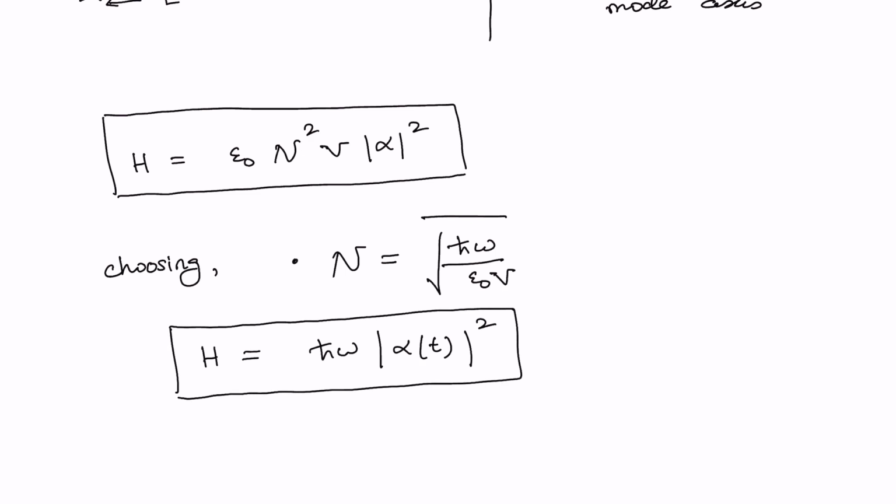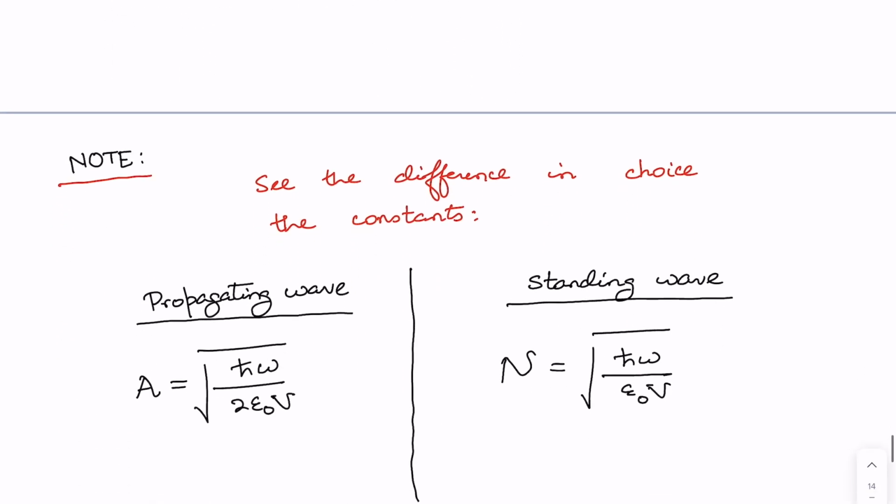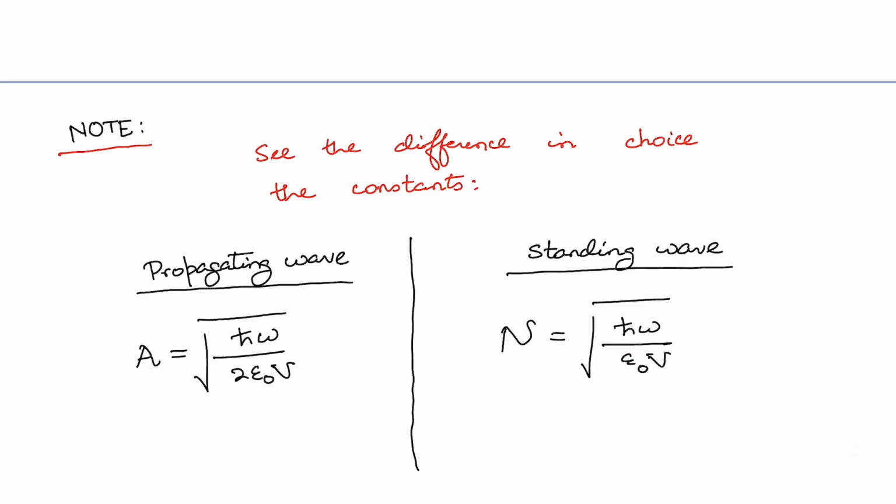And this is the same form of Hamiltonian we encountered in the case of the propagating wave treatment as well. But here is a difference. The difference is choosing the constants. You see, in the case of the propagating wave, the constant was a, and the constant we have chosen to be like this. This is the constant we have chosen, and here we have chosen the constant in this form. Now the difference is only in the factor of 2 there.